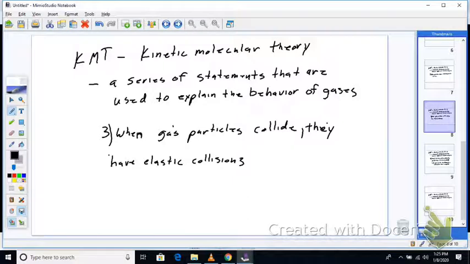So, when gas particles collide, they're called elastic collisions. When you get in a car accident, most of it is not an elastic collision. The car will slow down, if not stop. An elastic collision is where you have something like bumper cars. They hit and bounce off one another.